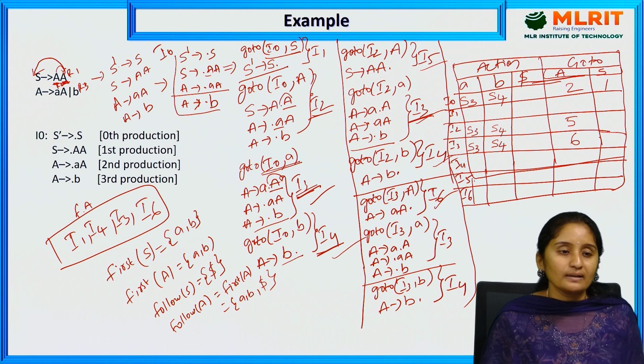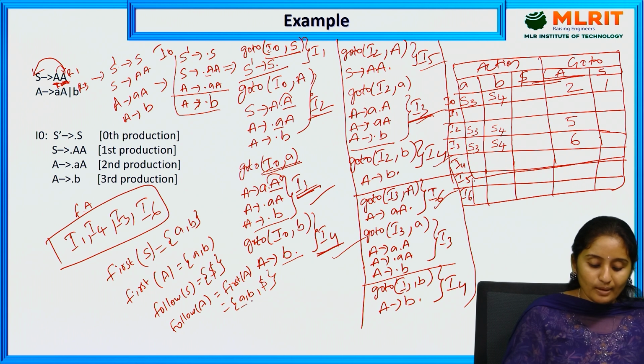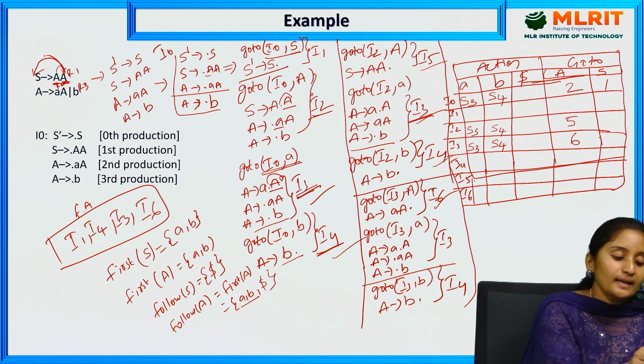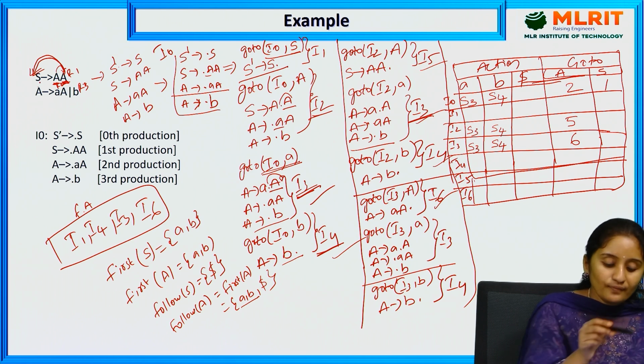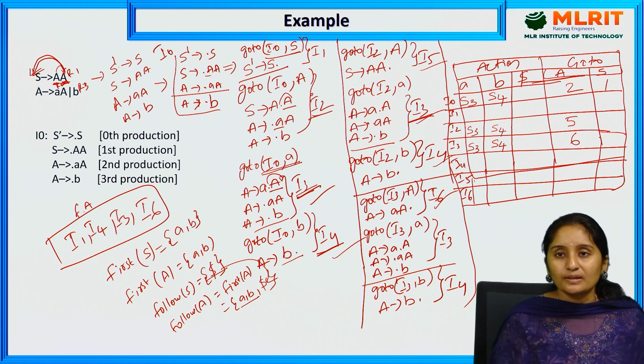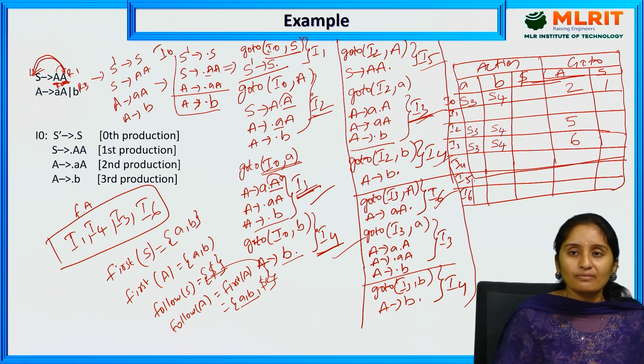So these are nothing but the first and follow calculations. When I take the follow of the first A, I get A comma B. If I take the second A, follow of A, there are no symbols after this A. If no symbols are there, it directly jumps to the LHS part. What is the LHS? S. Follow of S is dollar, so the same thing is copied here. These are the first and follow calculations.